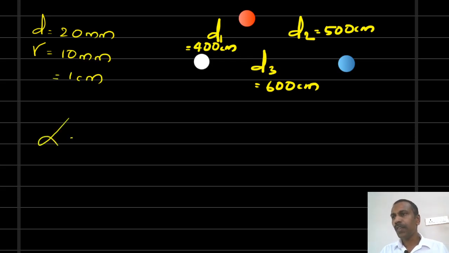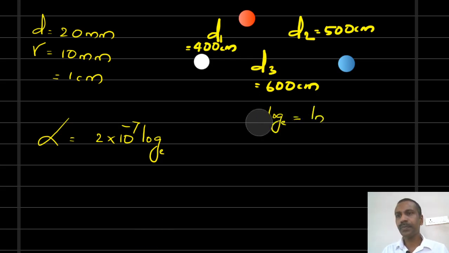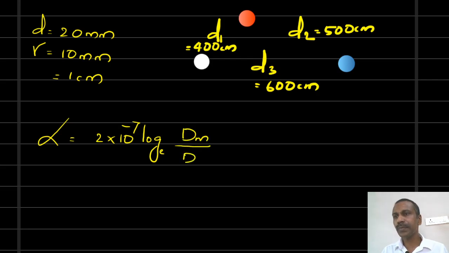Our inductance formula is equal to 2 into 10 raised to minus 7 log with the base e. Log with the base e is same as natural logarithm. In the calculator you can use the function ln. Log Dm divided by Ds. And Dm is the mutual distance and Ds is the self distance.